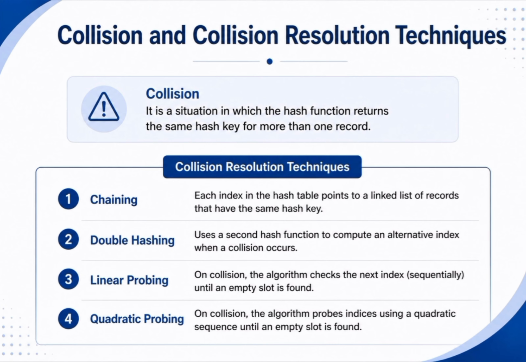Finally, we have quadratic probing. This method also looks for another empty position, but instead of checking every next slot, it moves by increasing square values such as 1 square, 2 square, 3 square, and so on. This spreads the keys out more evenly and reduces clustering compared to linear probing.